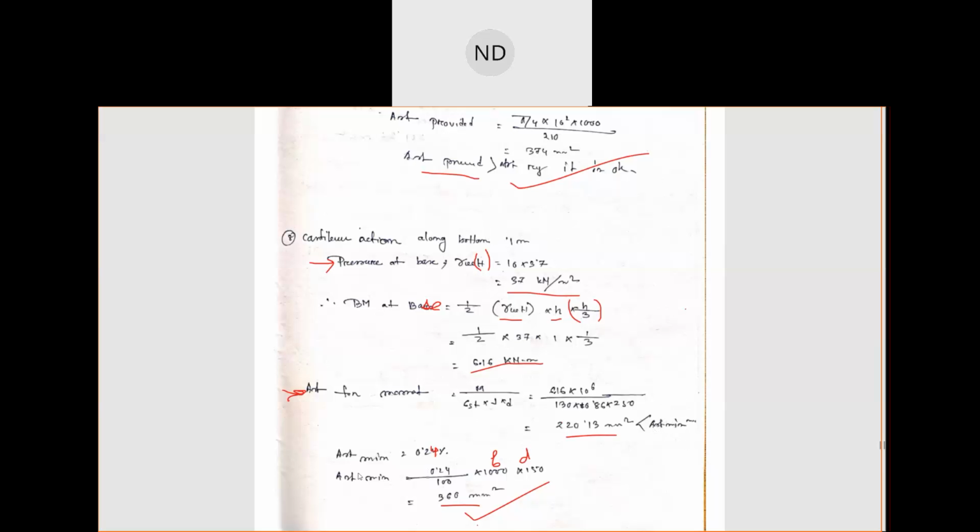So minimum area of steel required is how much? We always take it to be 0.24%. So the minimum area of steel is 0.24% of the area, that is B into D. B is per meter, so 1000. D is our 150.